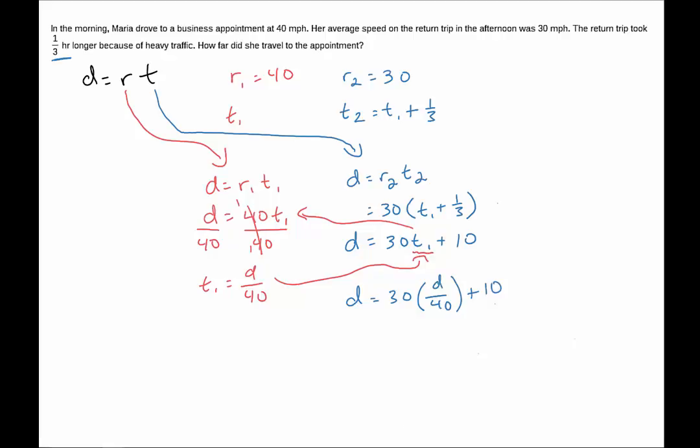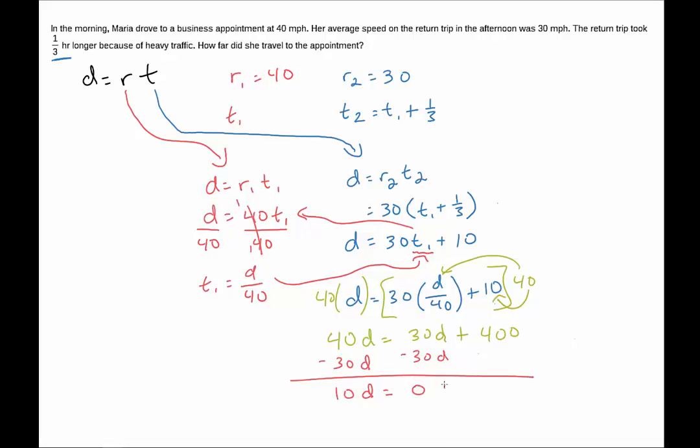Then I'm going to do a quick trick just to get rid of that 40 in the denominator, and that is multiply both sides of the equation by 40. Once again, I'll clean that up a little bit. And now it's a simple linear equation that I need to solve.